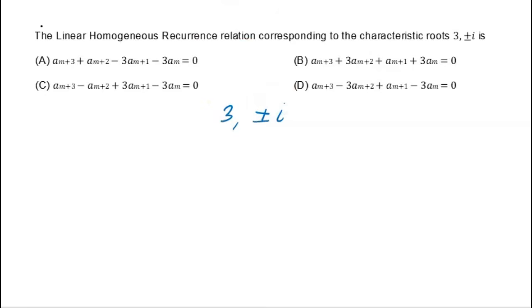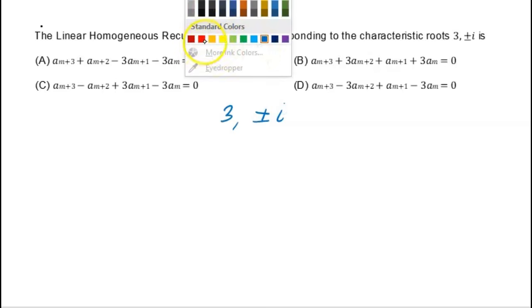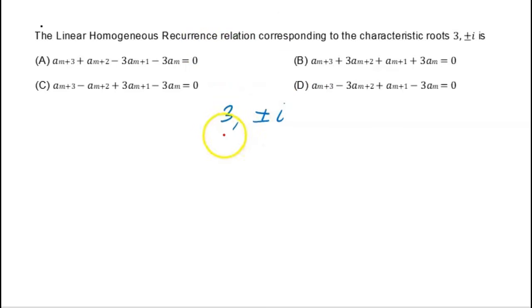Are you liking this ink? You can suggest in the comment box whether you prefer this ink or the red ink. I think red is brighter. Yes, red. Now even color has become a matter of contention. Anyway, so 3 and plus minus i.